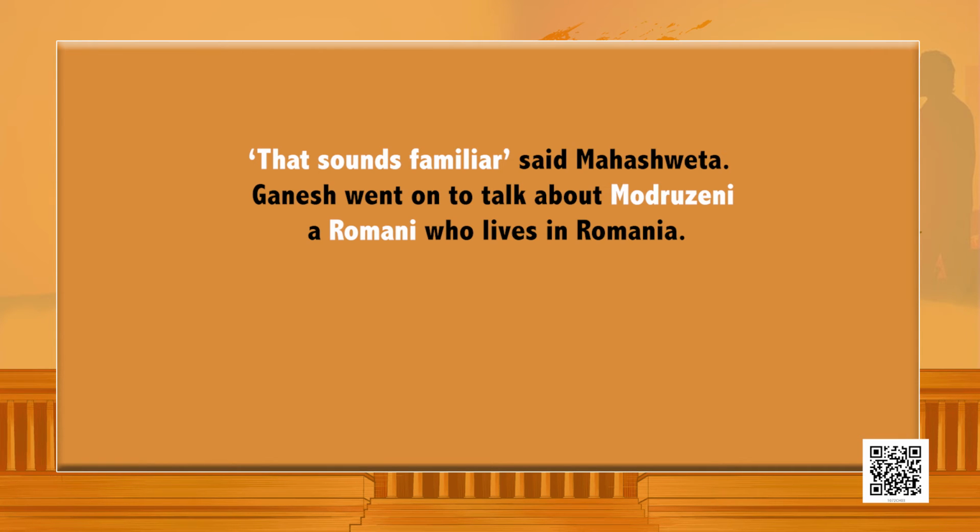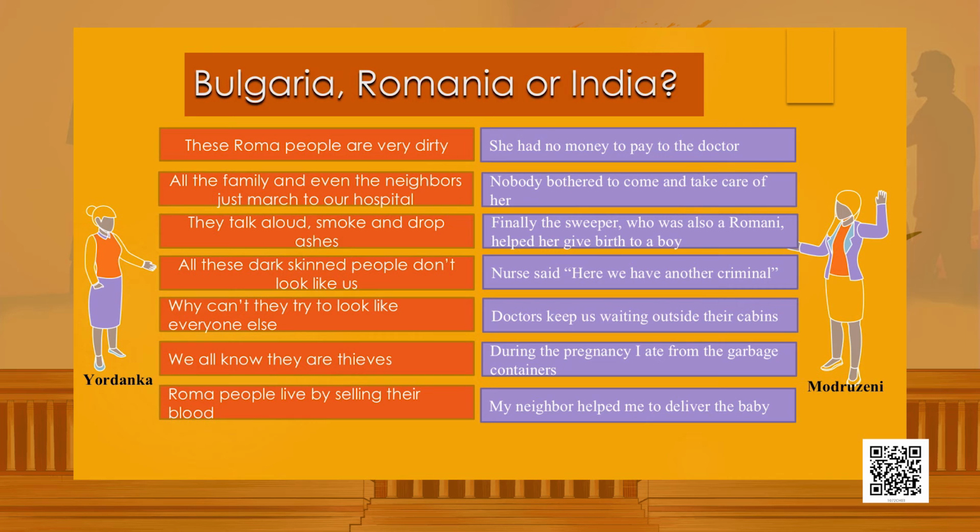Ganesh went on to talk about Mordozeni, a Romani who lives in Romania. When she was 18 years old, she went to the hospital to give birth to her first child. She had no money to pay to the doctors or nurse. Though she was in the hospital, nobody bothered to come and take care of her. Finally, the sweeper, who was also a Romani, helped her give birth to a boy. And then the nurse appeared on the scene and said, "Here we have another criminal."